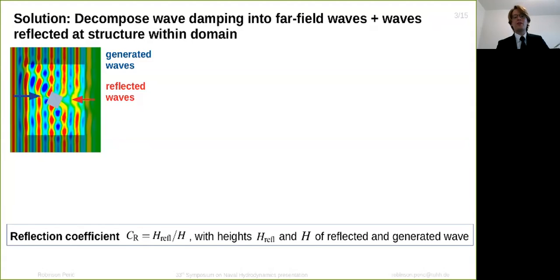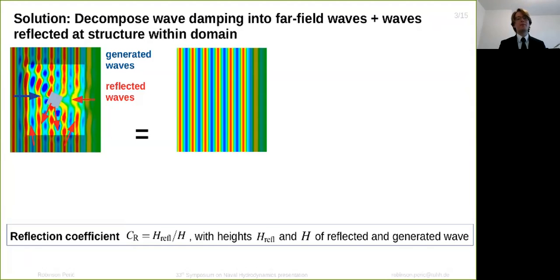Typically, when talking about wave reflection, we talk about the wave reflection coefficient, which is the height of the reflected wave divided by the height of the generated wave. But this is difficult to calculate for such a setting because not only are waves reflected at the outlet, but also the body within the domain reflects waves towards all domain sides. And these are, again, partially absorbed and partially reflected back into the domain from the forcing zones.